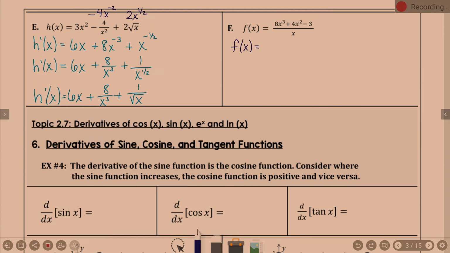Why? Because you're dividing by x. They all have x. It's just taking the coefficients, and the last one is negative. If these are all dividing by x, there's one x, right? It goes into all of these. So you can think of this as 8x cubed divided by x plus 4x squared divided by x minus 3 over x.